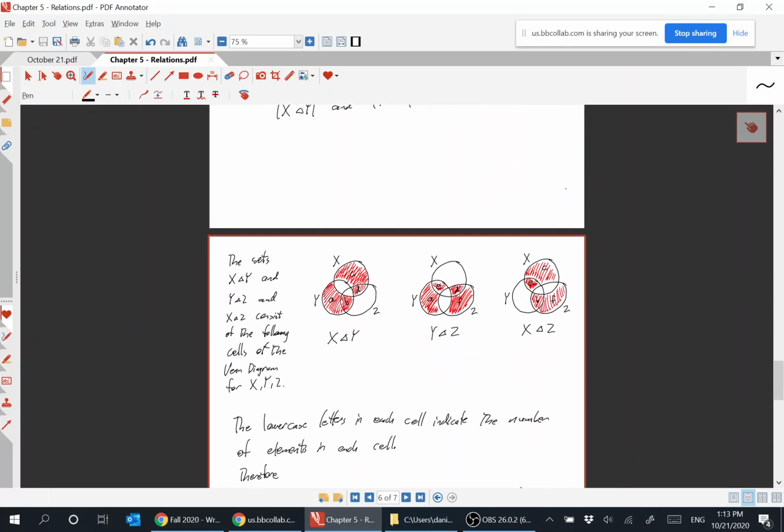Looking at the Venn diagram for 3 sets, X symmetric difference Y is the red, of the 7 cells shown for the Venn diagram for 3 sets. X symmetric difference Y consists of these 4 cells. Y symmetric difference Z consists of these 4 cells, and X symmetric difference Z consists of these 4 cells. So say there's A elements here, B, C, and D elements there, A, E, D, and F elements here, and therefore, E, C, B, and F elements there.